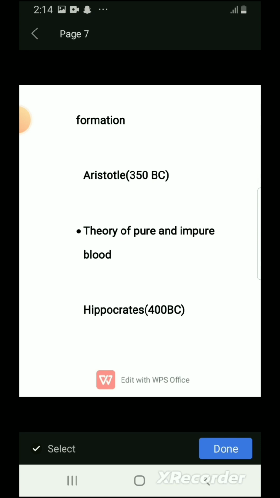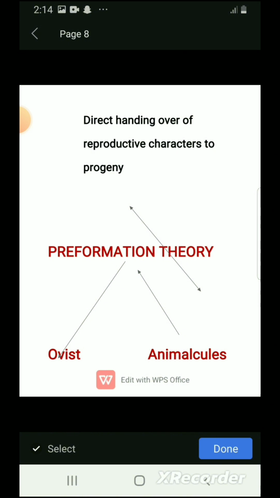Then we also have one important guy here, which is Hippocrates. Hippocrates also stated that everything is handed over directly to their progeny, like everything in the body that has been gotten from different parts of the body is handed directly to their offspring or progeny.